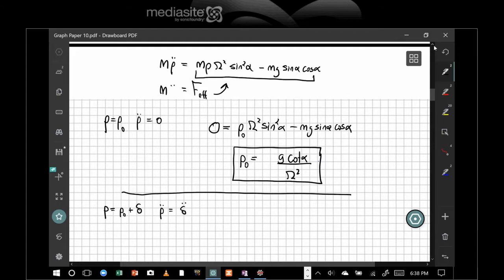Okay, stick that in the equation up above, and I'm going to divide by mass to do that first. So where I do that, I get delta double dot equals rho naught plus delta, delta squared sine alpha squared minus g sine alpha cosine alpha.